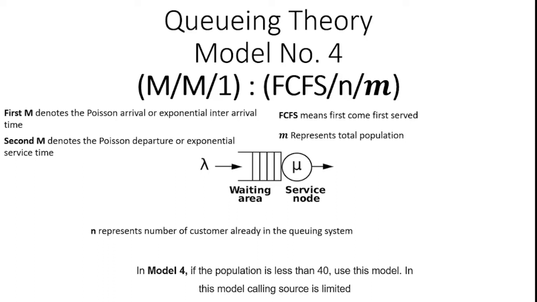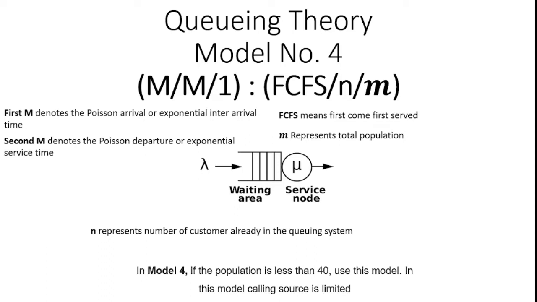In queuing theory, Kendall's notation plays a vital role. So model number 4 has a Kendall notation like M/M/1 : (FCFS/n/m). Here, what is meant by the first M? The first M denotes the Poisson arrival or exponential inter-arrival time.